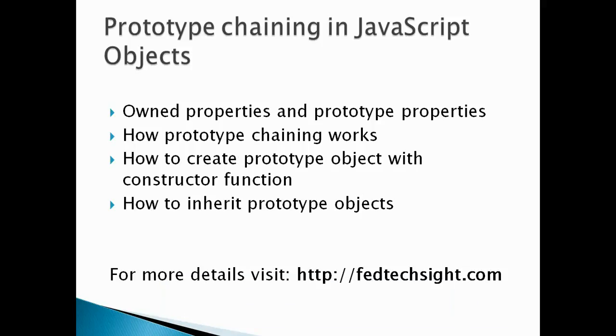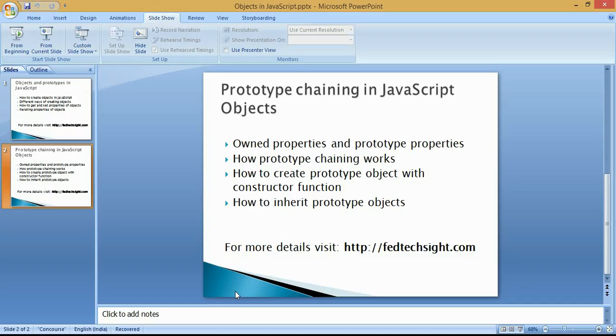In the previous tutorial we discussed how to create objects, the different ways of creating them, with the literal syntax, with the constructor function and so on. So today we will discuss how to create prototype properties, how prototype properties work, and how we can inherit the prototype properties of an object. So okay, now start.